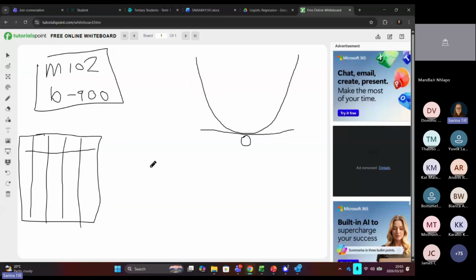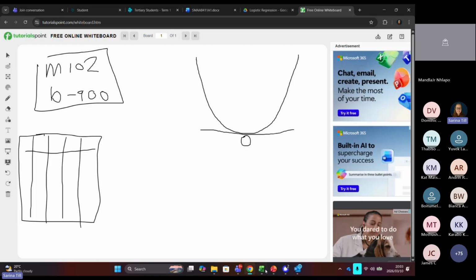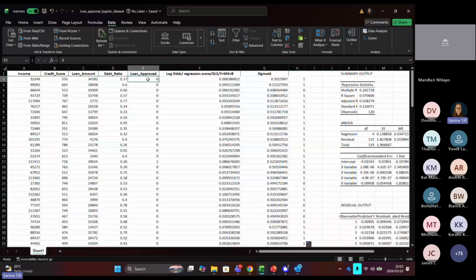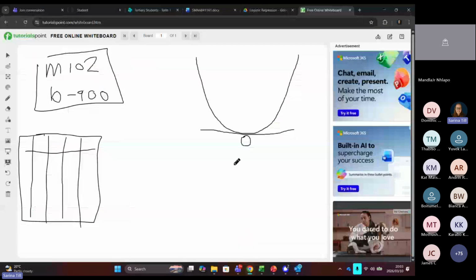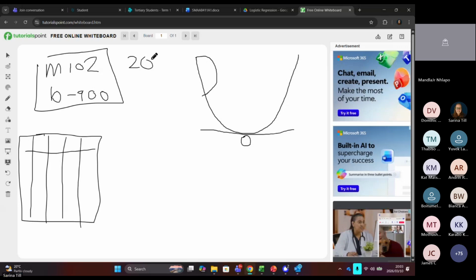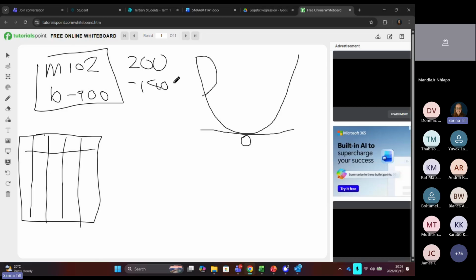So we go, all right, we were very wrong. So we have to change this a lot. Look how wrong we were. We're way off. The loan wasn't approved, but we're approving a lot of loans here. Why are we doing that? So if I was very wrong, I'm going to make a big change. I make this 200 and minus 1,800. These are just random examples, not real math numbers.